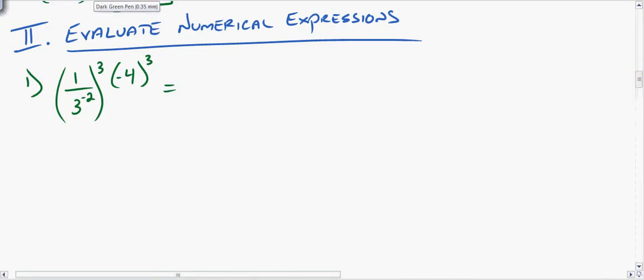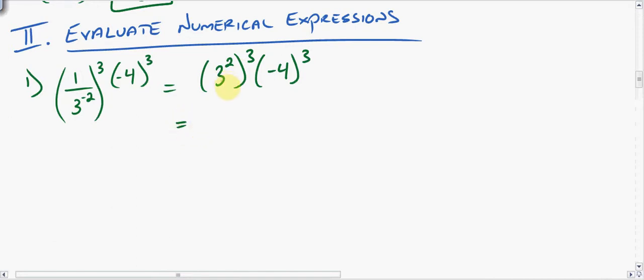So we have here evaluate numerical expressions. I have 1 over 3 to the negative second power, all cubed, times negative 4 cubed. The first thing I'm going to do is get rid of this negative power. I'm going to grab this whole guy from the denominator and move him up to the numerator. It becomes 3 raised to the second power, all cubed, times negative 4 cubed. Once I brought this guy up to the numerator, there was a 1 up there, so 1 times 3 cubed is just 3 cubed.